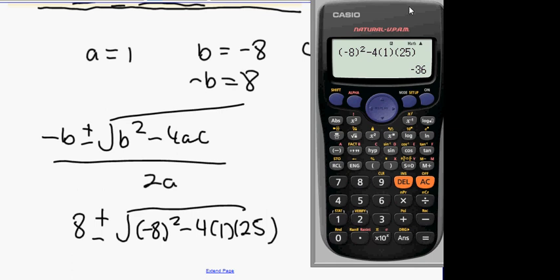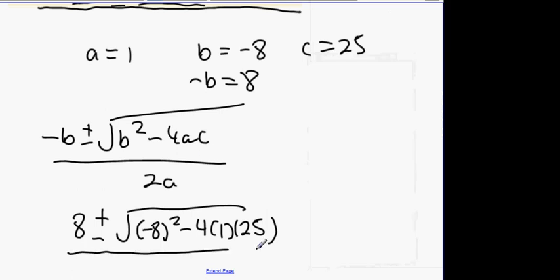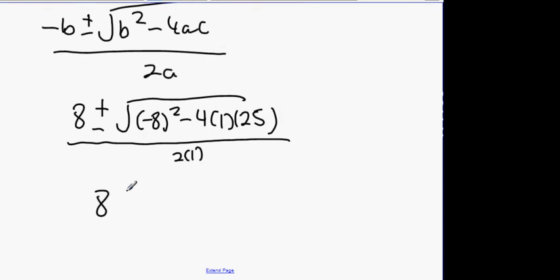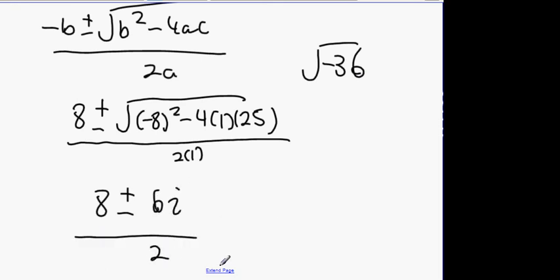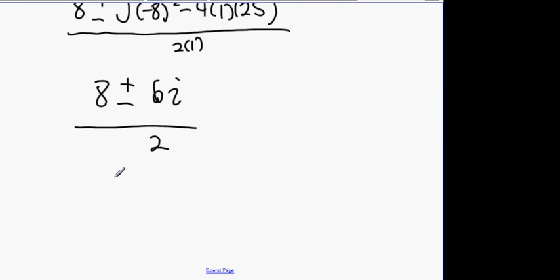Okay, it's minus 36 when I get there. Okay, 2 times A, 2 times 1. Now, 8 plus or minus, what's the square root of minus 36? Can anybody tell me? 6i over 2. Kane, what's the answer then? 4 plus or minus 3i. Okay, so 4 plus 3i and 4 minus 3i.